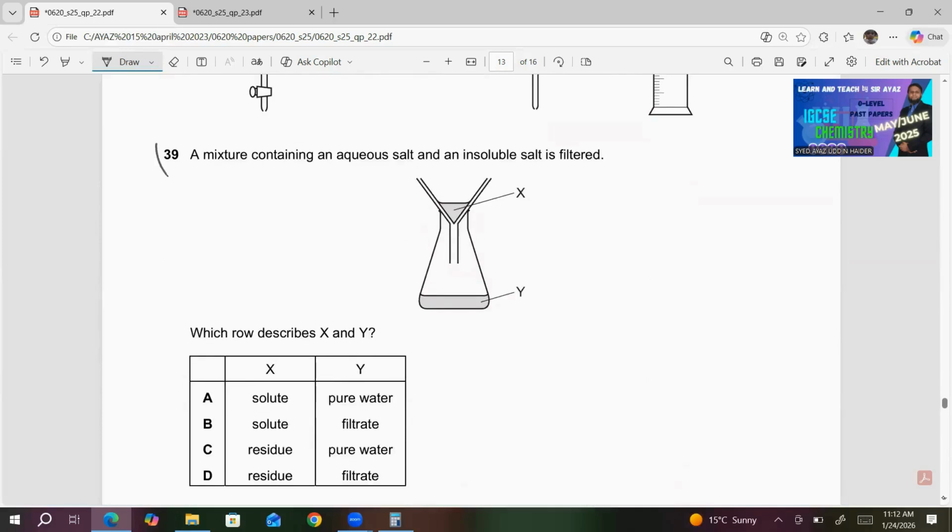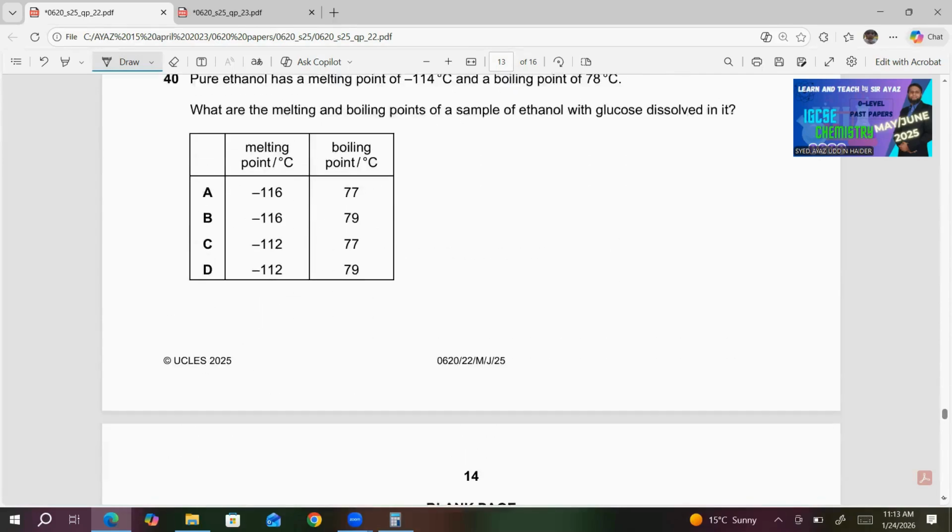39. A mixture containing an aqueous salt and an insoluble salt is filtered. Which word describes X and Y? X must be residue. The soluble salt must be in Y as filtrate. You look at the choices. X residue, either C is correct or B is correct. A and B are incorrect. Y filtrate, C must be the final and correct answer in this case.